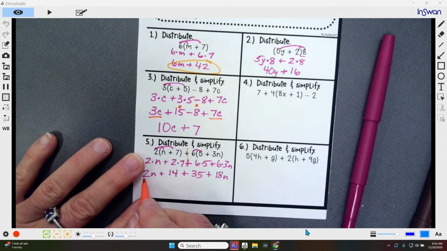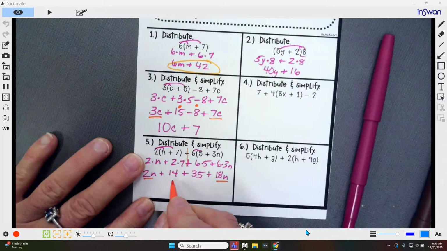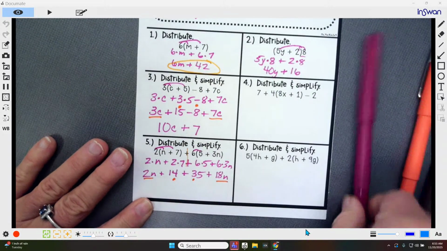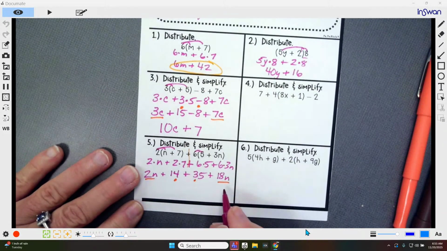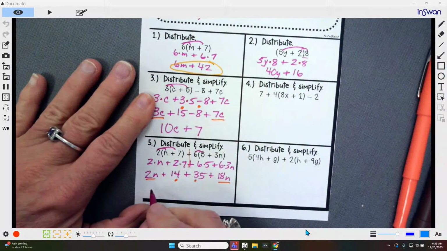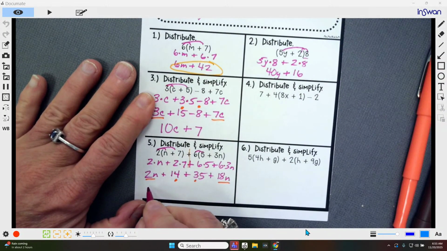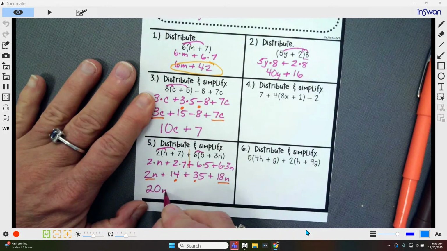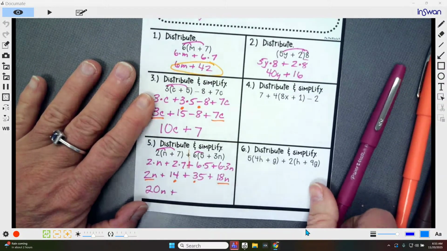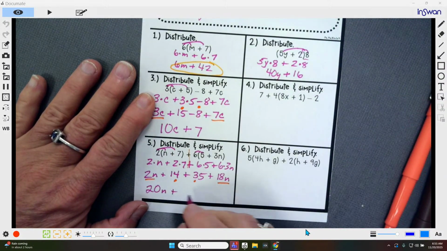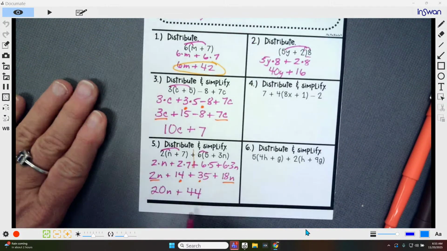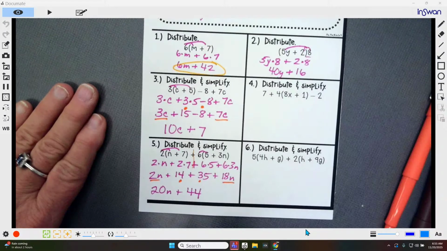Well, I have two kinds of terms. I have n terms and I have constants. So looking at this, I have 2n plus 18n that I'm combining. 18 plus 2 is going to be 20n. Bring down the plus sign because those are all positive. And then I have 35 plus 14. 35 plus 14 is going to be 49. So the final answer would be 20n plus 49.